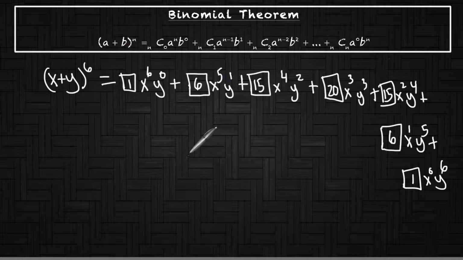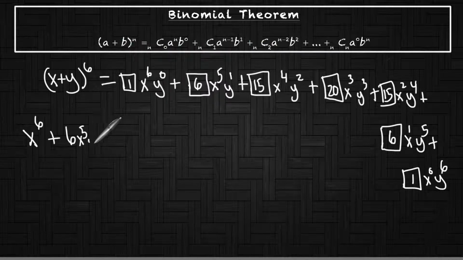Now step 2, we're going to get rid of the boxes. All right, so we're going to get rid of the box, and we're going to say, okay, y to the 0 is 1. Anything to the 0 power is 1, times this 1. So our final answer is going to look something like this. X to the 6th, and then plus 6x to the 5th, y to the 1st. And you don't need the 1st there.